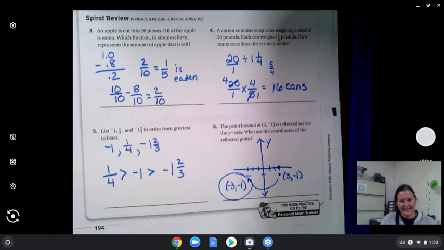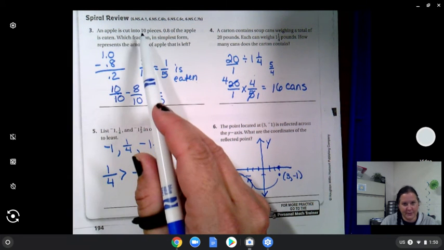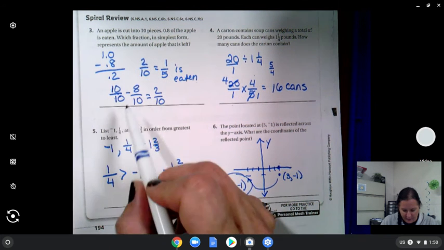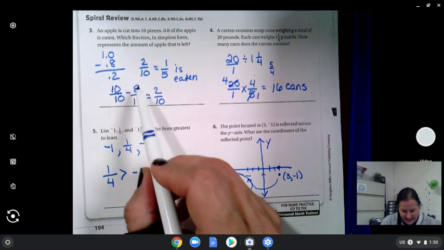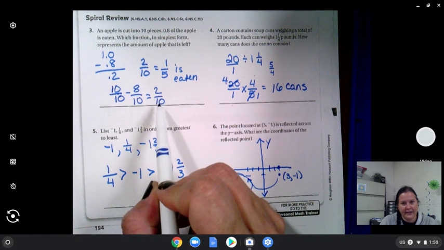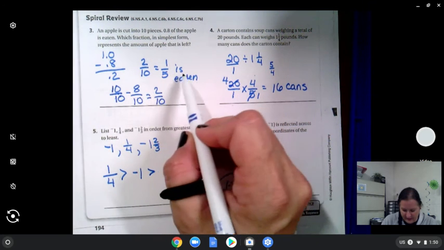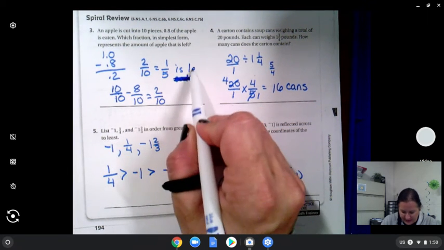So here's the answers. We have 10/10 of an apple because we cut it into 10 pieces. And we are eating 8/10 of the apple. So you're subtracting the 8/10 and you have 2/10 left. They want that answer in simplest form. So you have 1/5 of the apple is left.